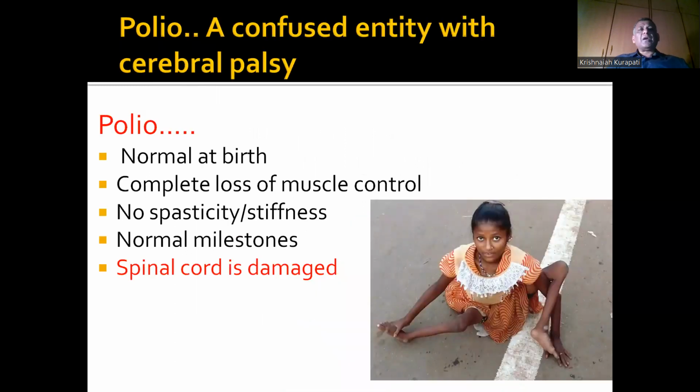We often confuse this entity with polio because they look alike, but polio is different. Polio children are normal at birth, and it is an infection that affects the spinal cord and causes damage to it. That results in a complete loss of muscle control with very loose muscles, as you can see here. But their developmental milestones are normal. And this is how a classical polio child looks.